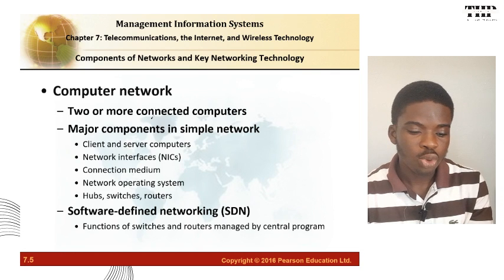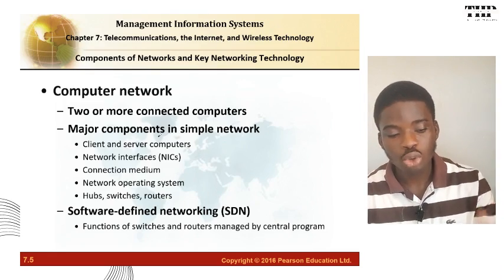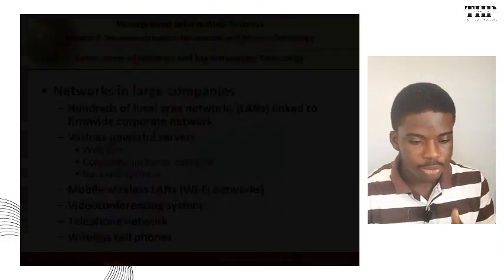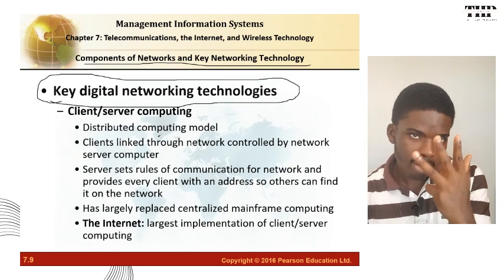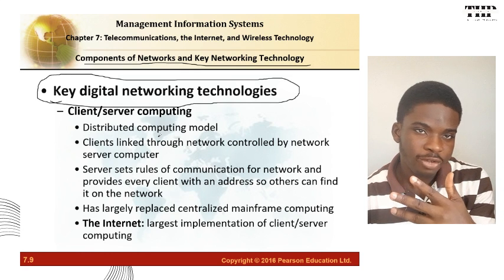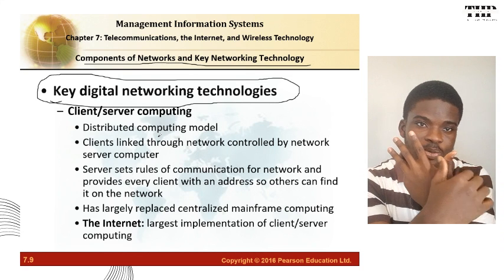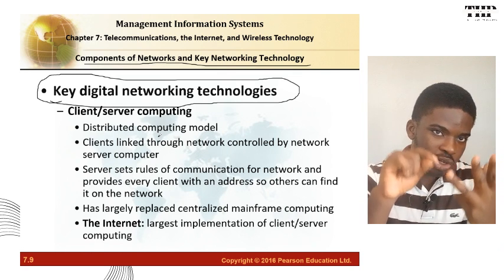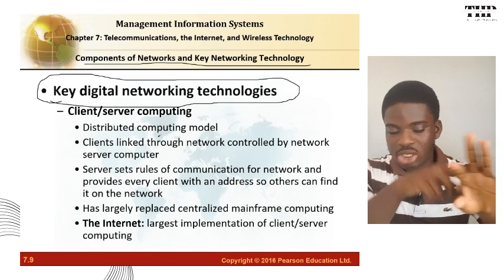What's a computer network? You have two or more connected computers. The major components: computer network is the second one. These are under it. The first one was what? Networking and communication trends. Computer network. Networks in large companies. Then we came to what? The digital networking technologies. So the components of network are four. The first was the trends. The second was the computer networks in large companies. And then the key digital networking technologies. Very well. Now, under the key digital networking technologies, these are the points that we have.